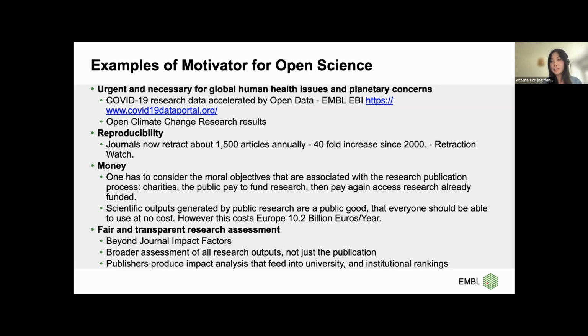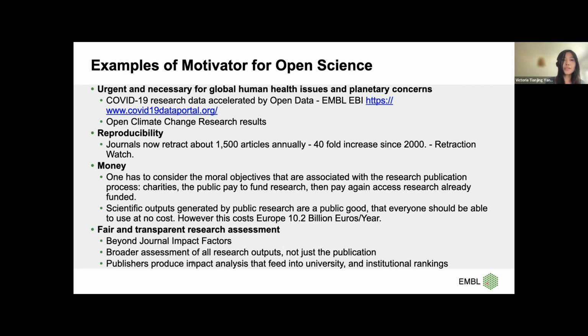code and share other types of research output in addition to the paper, then we can look at research assessment in a more fair and transparent way, meaning that we can look beyond journal impact factor and really look at the science for what it is and your contribution to your community by how open you are. This allows a broader assessment for all researchers.